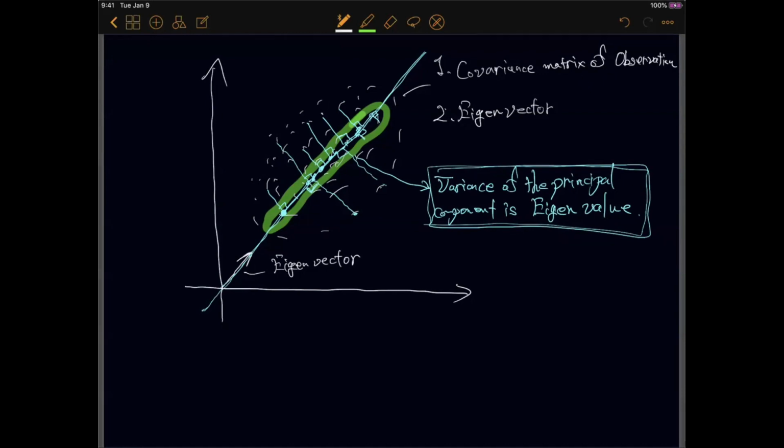Okay, then that's the basics of principal component analysis. Next, I'll introduce probabilistic PCA. Literally, probabilistic PCA is a probabilistic approach for PCA.